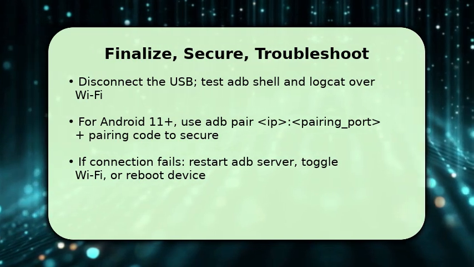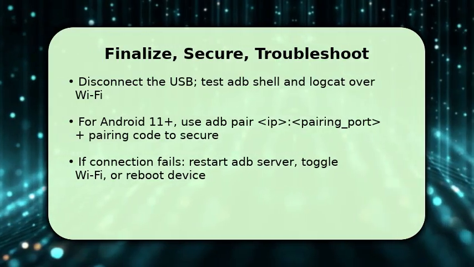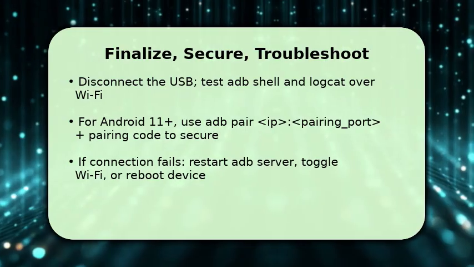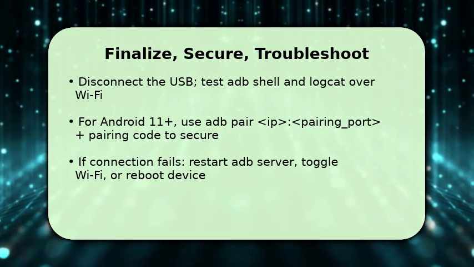If things go wrong, restart the ADB server with adb kill-server and adb start-server. Toggle device Wi-Fi or reboot the phone. These steps resolve most wireless hiccups.